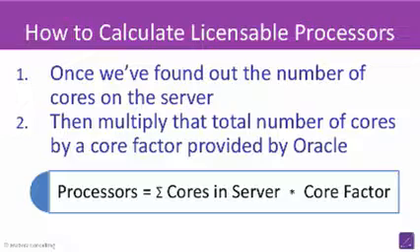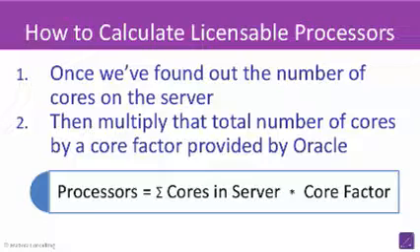Suppose our 4-core server actually has Spark T3 processors. Then the core factor for those is 0.25. So multiplying that number of cores of 4 by the new core factor of 0.25 gives just 1 processor license for you to buy.